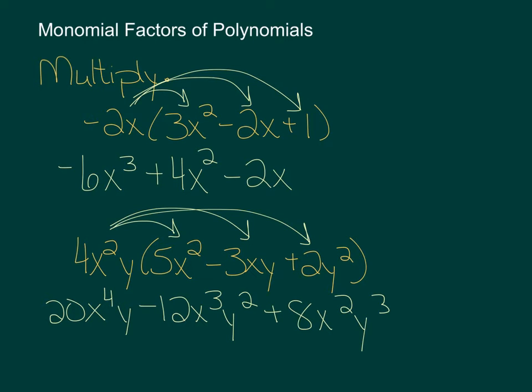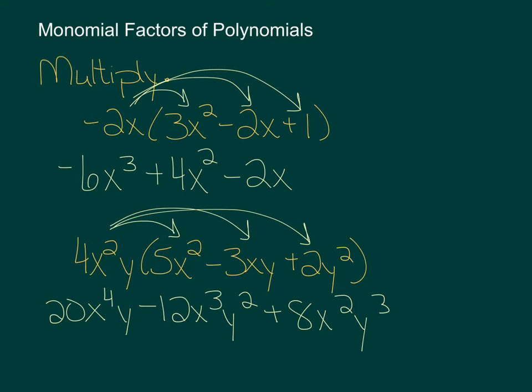So this was simply distributive property. We took this monomial outside the parentheses, we multiplied it by everything inside the parentheses. Remember, when we're multiplying powers with the same base, we add the exponents. Here we had more than one variable, we did the same thing. So this is multiplying, and this is using the distributive property.